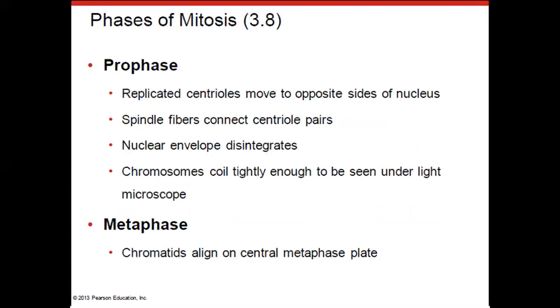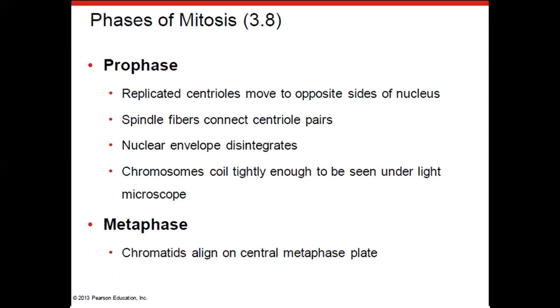Prophase is the first phase, where centrioles start to move to the opposite side of the nucleus. The centrioles are these structures that chromosomes can attach to and follow. There's little spindle fibers that connect a centriole pair. During prophase, these spindle fibers and centrioles start to move to opposite sides of the nucleus. And then the nuclear envelope, the membrane in the nucleus, starts to disintegrate. And the chromosomes tightly coil together so that you can actually see them under a microscope.